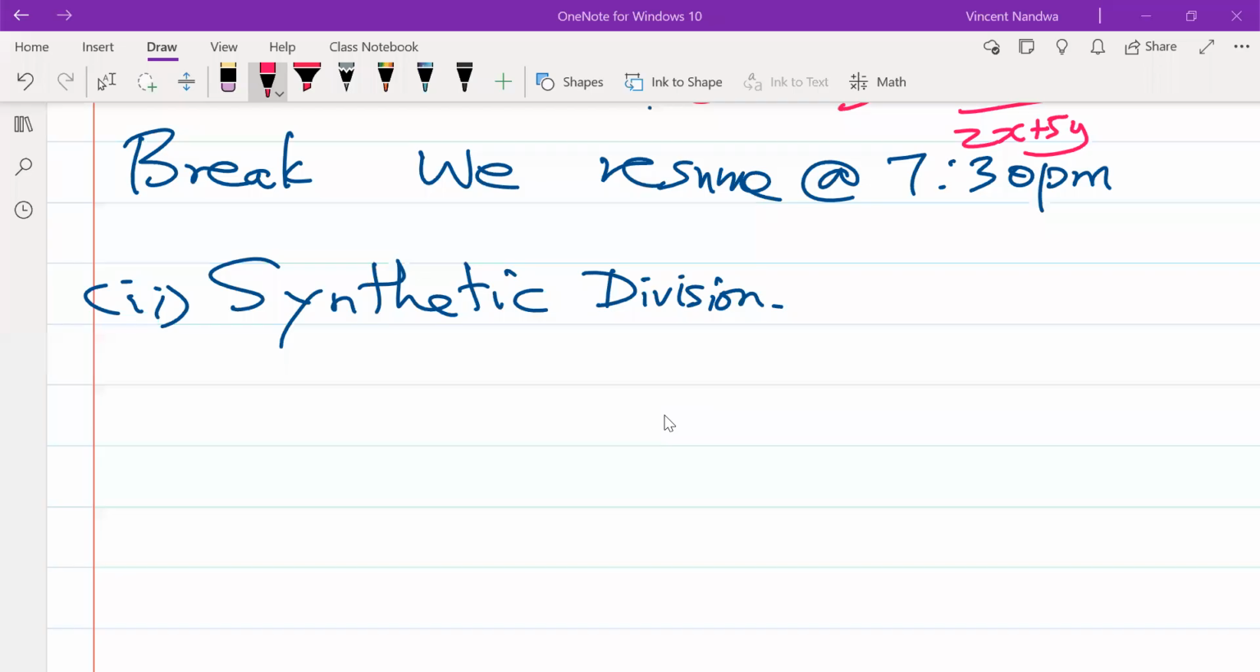Yeah, good. So synthetic division. I'll give the steps and then we'll do an example. But it should be noted from the word go that this only works when you are doing division by a linear factor of the form x minus k.